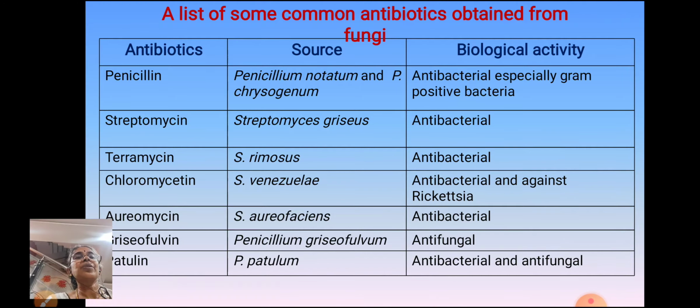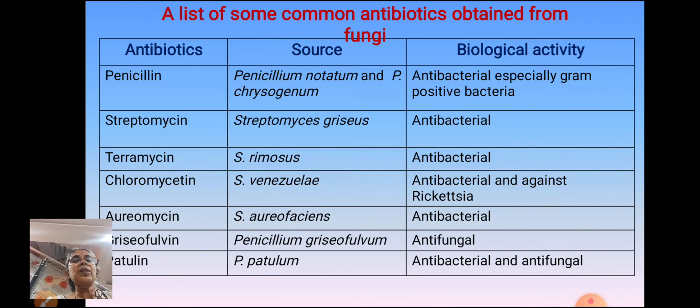So, here is a list of some common antibiotics obtained from fungi. Penicillin is obtained from Penicillium notatum and Penicillium chrysogenum. It is antibacterial in biological activity, especially against gram positive bacteria. Streptomycin is obtained from Streptomyces griseus, which is antibacterial. Terramycin from Streptomyces ramosus is also antibacterial. Chloromycetin is obtained from Streptomyces venezuelae, which is antibacterial and functions against rickettsia.